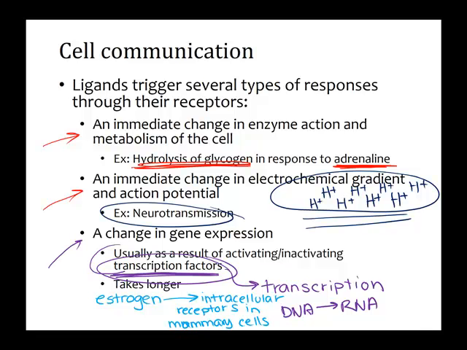And estrogen will trigger these cells via their intracellular receptors to actually express different genes, and these cells will build fat as a result. So they'll start reading genes and making proteins involved in building fat. And so these mammary cells will start packing themselves full of fat, and that's why estrogen triggers the development of breast tissue.